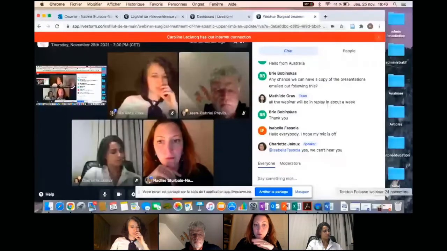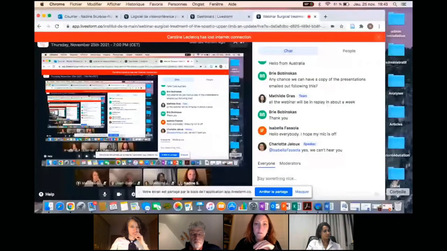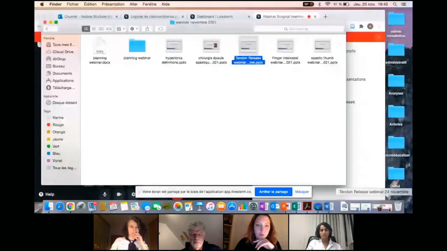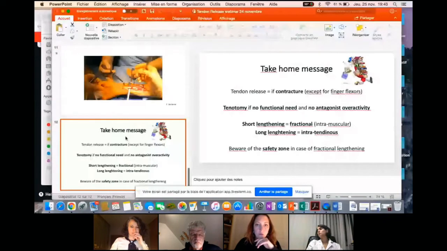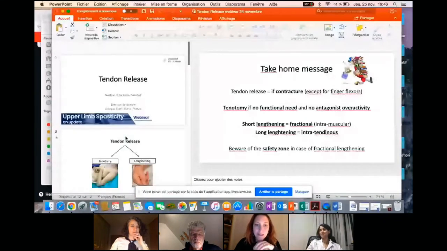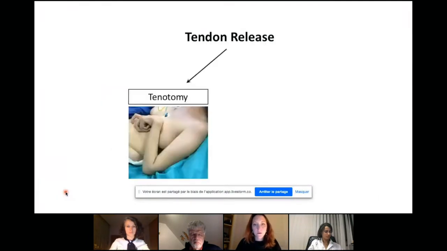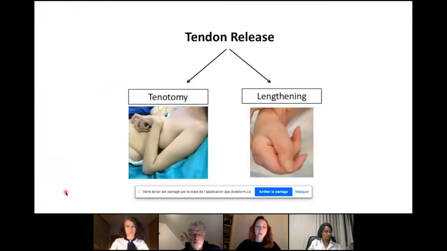I will present to you the lengthening, the tendon release in case of contracture. As said, Caroline, if there is spasticity, the surgical treatment is hyperselective neurectomy. And in case of contracture, we use several techniques of tendon release. There are two main types of tendon release, tenotomy and lengthening.